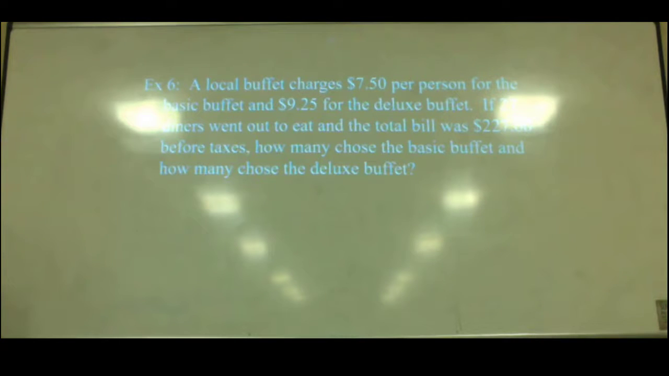So, example 6. A local buffet charges $7.50 per person for the basic buffet and $9.25 per person for the deluxe buffet. If 27 diners went out to eat and the total bill was $227 before taxes, how many chose the basic buffet and how many chose the deluxe buffet?